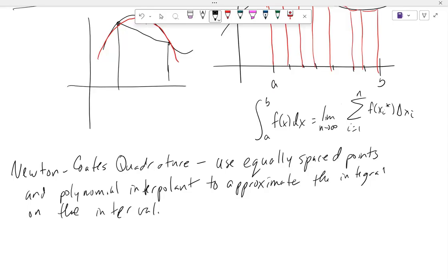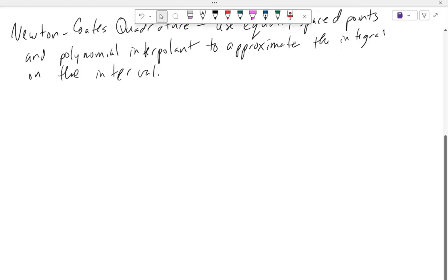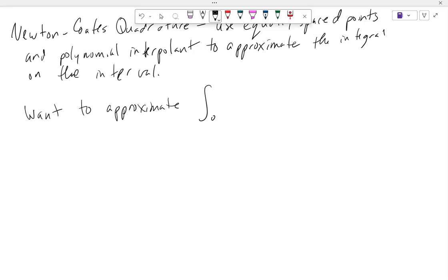All right, so this sounds a lot more complicated than it really is. To make this a little bit easier to start with, let's say we want to approximate the integral from 0 to 1 of f of x dx with two equally spaced nodes.